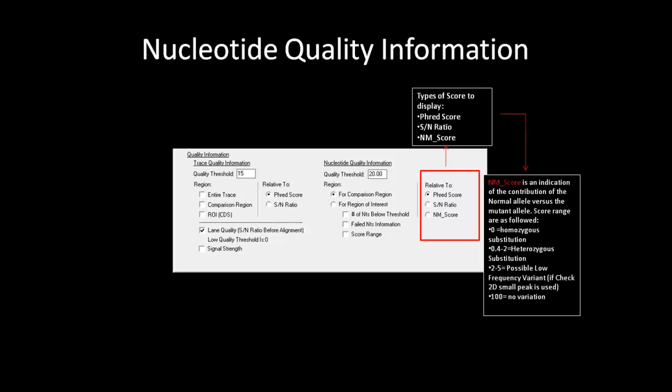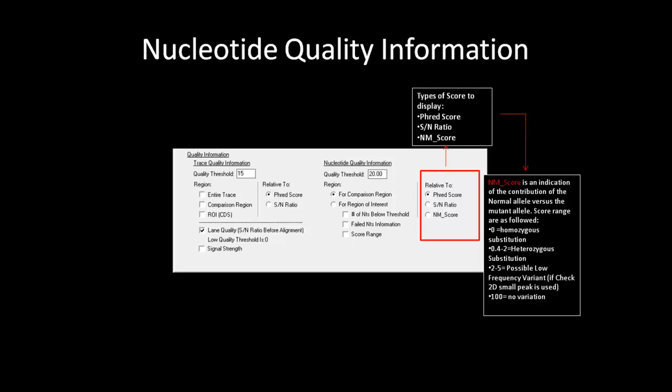The NM score is developed by SoftGenetics as an indication of the contribution of the normal allele compared to the contribution of the mutant allele, by comparing the allele intensity and shape between a reference and sample trace at a specific position. The score range for a mutation is as follows. 0 indicates a homozygous substitution, 100 indicates no variation, 0.4 to 2 indicates heterozygous substitution, and 2 to 5 indicates possible low-frequency variants such as somatic mutation. Any mutation call with a score over 5 might be a false positive and is an indication for you to review the variation. Keep in mind that these scores are merely approximations and may require manual review to confirm the variation.